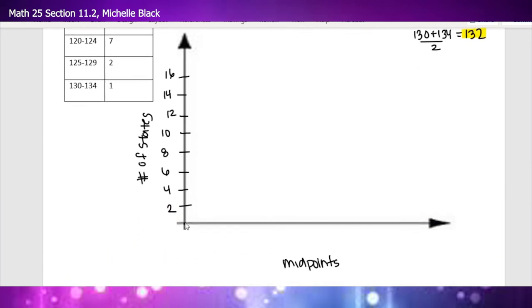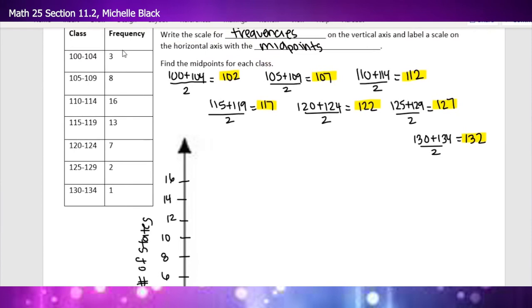And then let me list the midpoints that we found. And if there was a class after our last class, the midpoint would have been 137. So now our first one starts at 0 because that's the class we don't have. For the class of 102, that was our first category, has a frequency of 3.